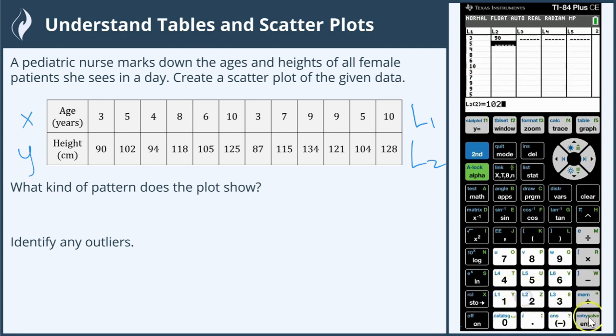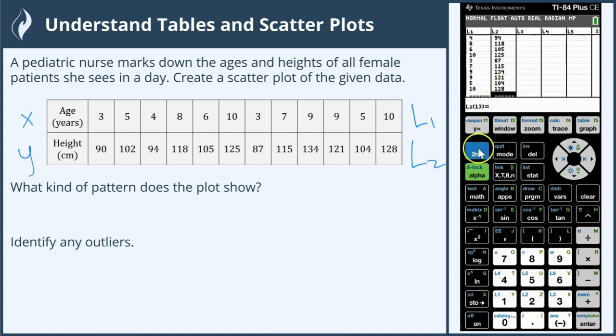My L2 is going to have my heights: my 90, my 102, my 94, my 118, my 105, my 125, my 87, my 115, my 134, my 121, 104, and 128. And as you get to the bottom here, you should basically have the same amount of values in your X as you do your Y. Okay, in your L1 as you do your L2.